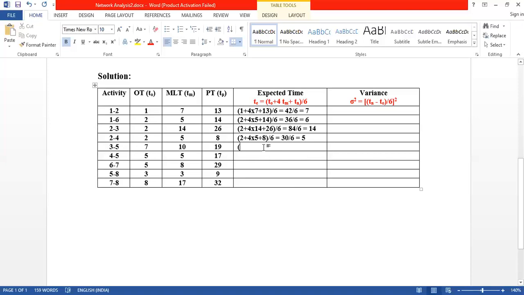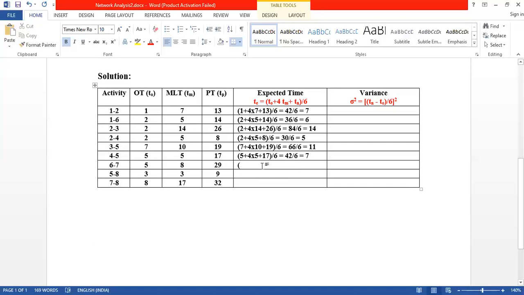Next, To is 7, plus 4 into Tm is 10, plus Tp is 19, divided by 6. So 4 into 10 is 40, plus 7 is 47, 47 plus 19 is 66. So 66 by 6 equals 11. Next, To is 5, plus 4 into 5, plus 17, divided by 6. So 4 into 5 is 20, 20 plus 5 is 25, 25 plus 17 is 42. So it is 42 by 6 equals 7.